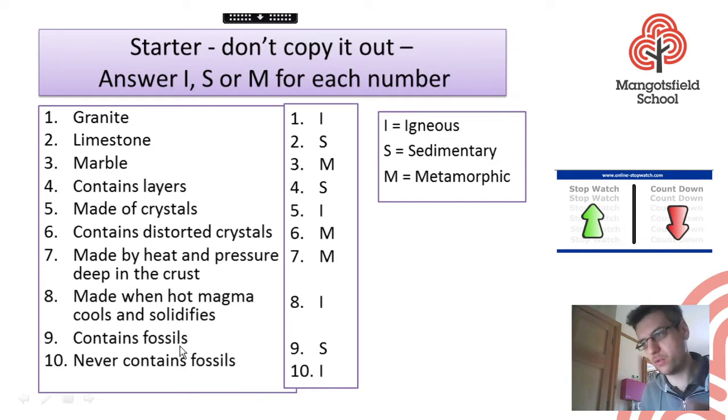If you said metamorphic, that would be a decent answer as well. Metamorphic can sometimes contain distorted fossils, but igneous rock never contains fossils because it's made of hot magma. Any bones or skeletons or shell creatures, any remains would just get melted by the hot magma. So igneous rock never contains fossils.